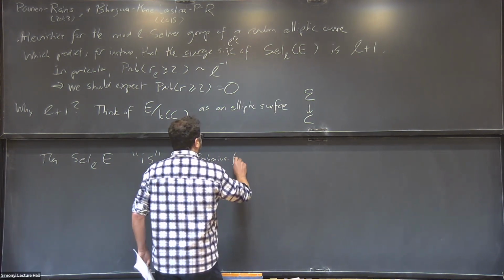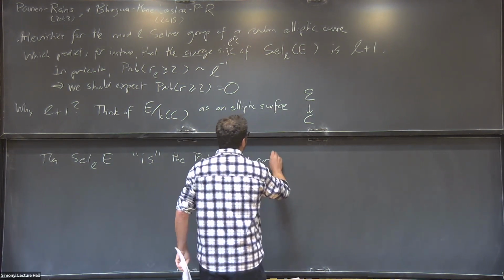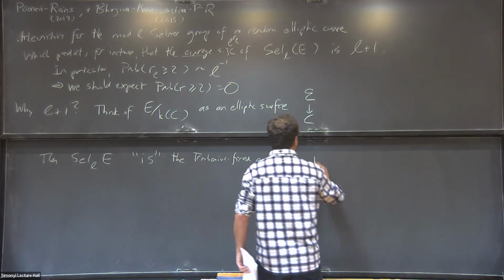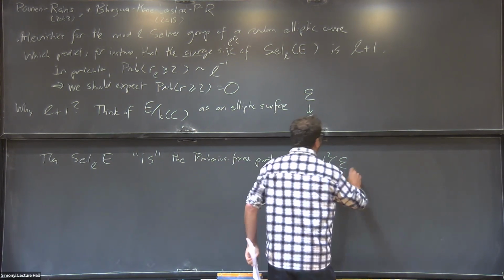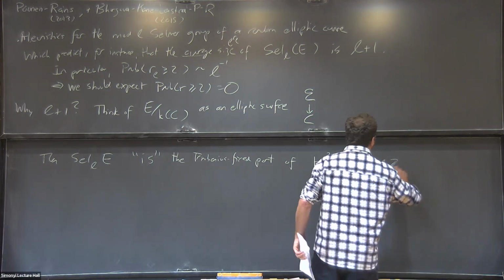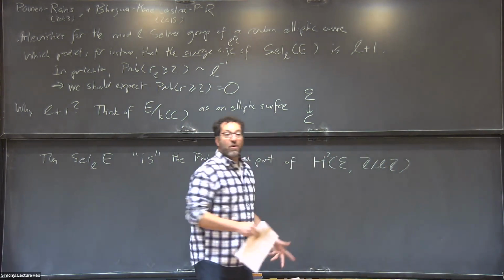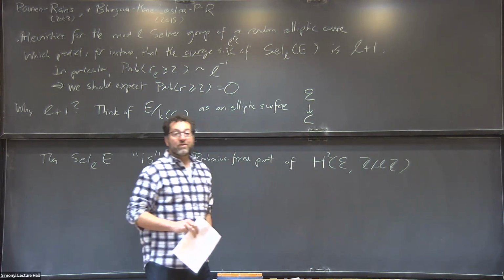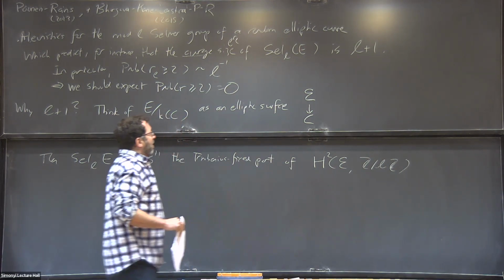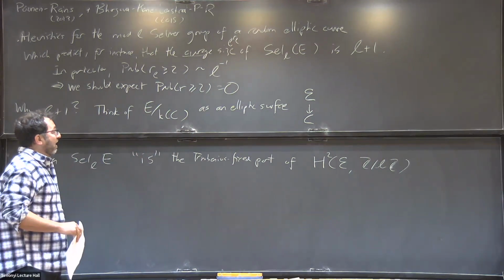Frobenius fixed part of H2 of this surface, the étale homology of this surface with coefficients in Z mod LZ. Okay, so what is that?